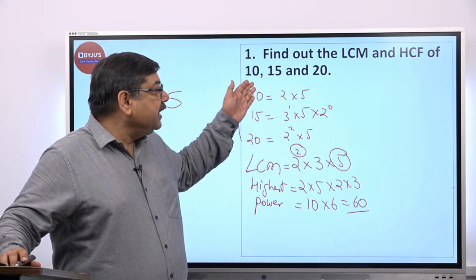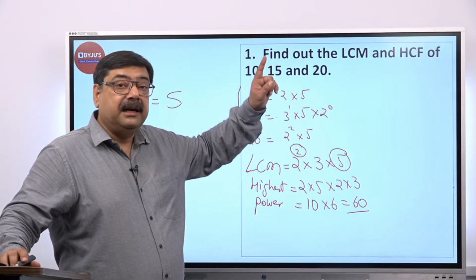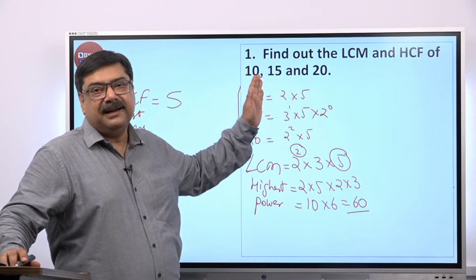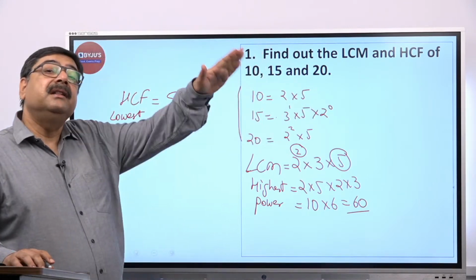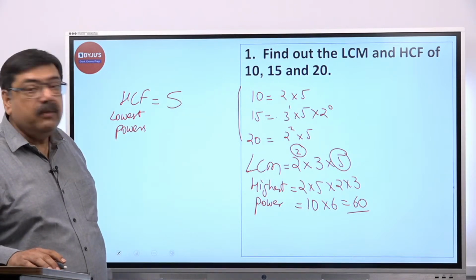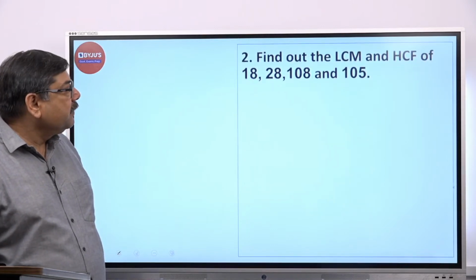If the numbers would have been 10, 20, 30, then HCF would have been 10. But it says 10, 15 and 20. 15 is not divisible by 10. 10, 20, 30 are divisible by 10, so 10 is the HCF. 10, 15, 20, these three numbers are divisible by 5. So quite easy and quite simple.